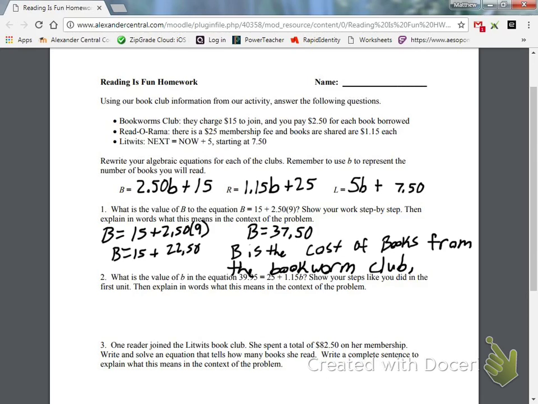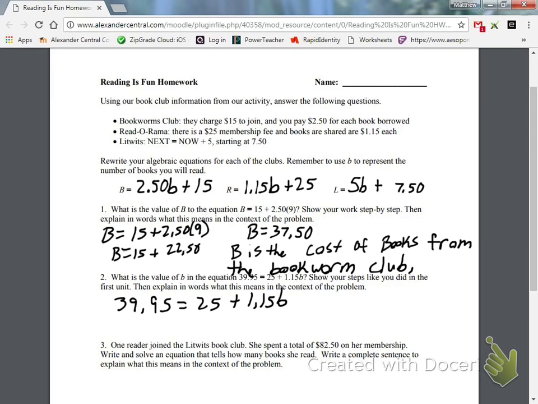So we've got 39.95 equals 25 plus 1.15b. So there's the equation. There is the cost. And since we're using 25 plus 1.15b, we're talking about the Readerama Club, right? You guys see that? That's where that equation came from.